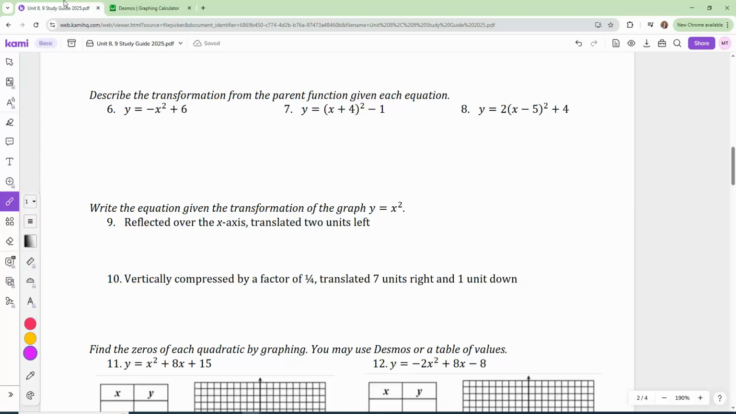Okay, so when you're telling me the transformations, the negative out in front is flip, or we could say reflect, either, over the x-axis. What does a +6 on the end do? All right, number 8. If you multiply by 2, what does that do? Vertical stretch.